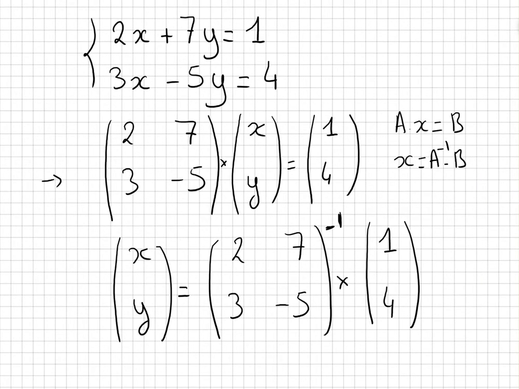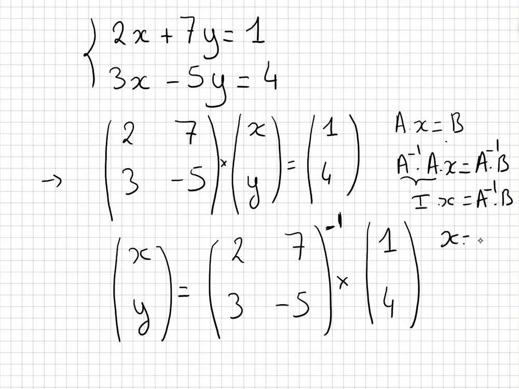Let's do one more step. A minus 1 times A times x is equal to A minus 1 times b. And this is the identity matrix. So I times x is equal to A minus 1 times b. So finally, x, that we don't know, is A minus 1 times b. That's why we can write that the matrix [x; y] that we are looking for is equal to the first matrix [2, 7; 3, -5], inverse, times the matrix with our given 1 and 4. So now the question is, how do we write this in our calculator?